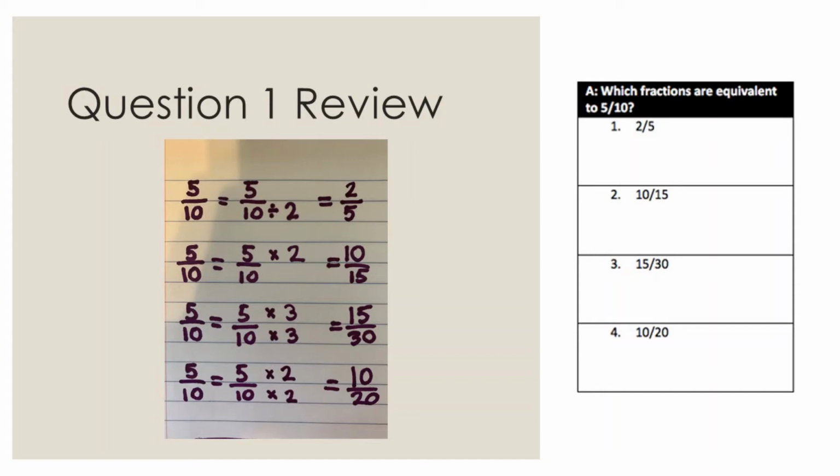I can multiply the numerator in 5/10, 5 times 2, to get the 10 in 10/15, but if I did the same on the bottom, I would not get 15 in the denominator. So 10/15 is not equivalent. Fortunately, the bottom two, 3 and 4, you can multiply the numerator and the denominator of 5/10 by the same number and get the equivalent fraction. 15/30 and 10/20 are equivalent.